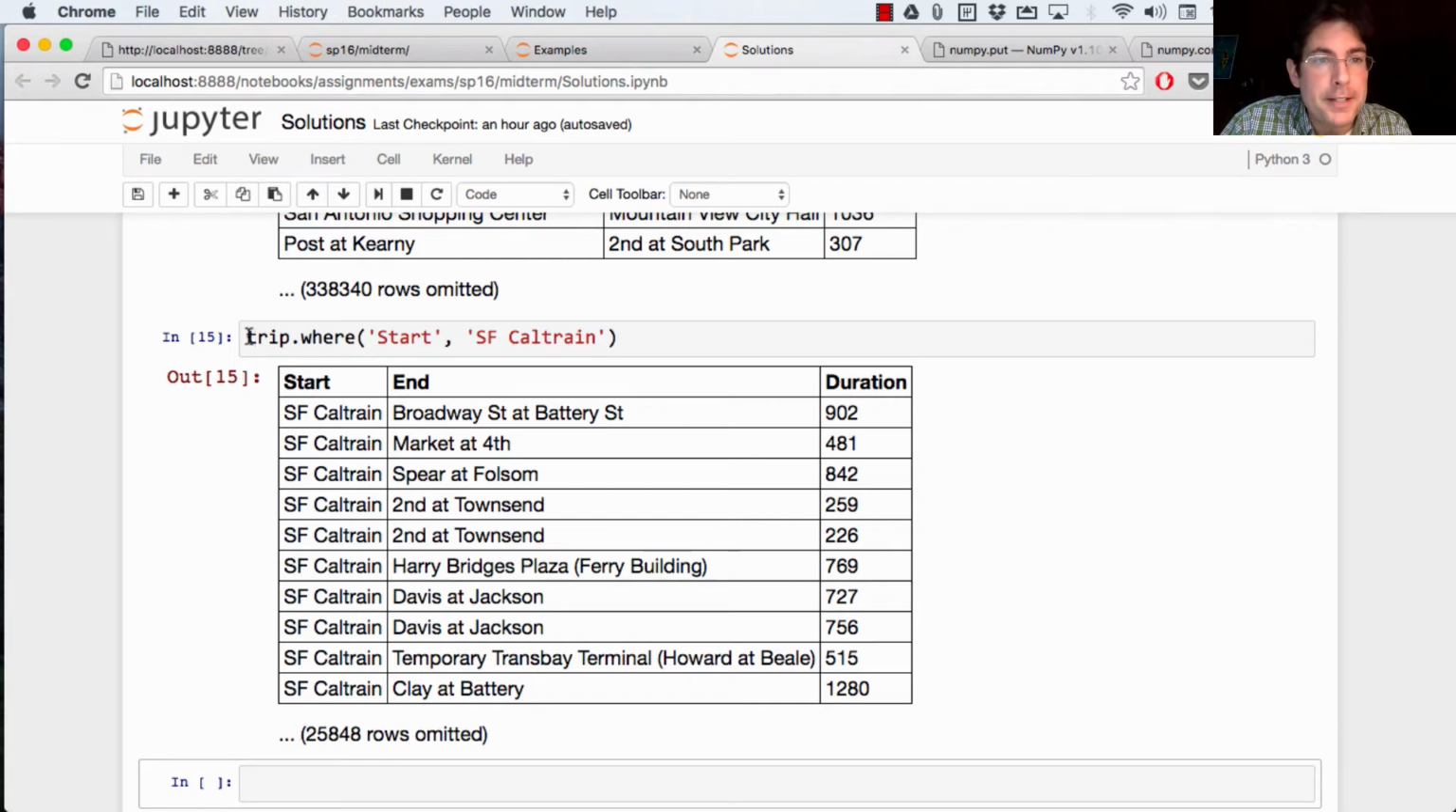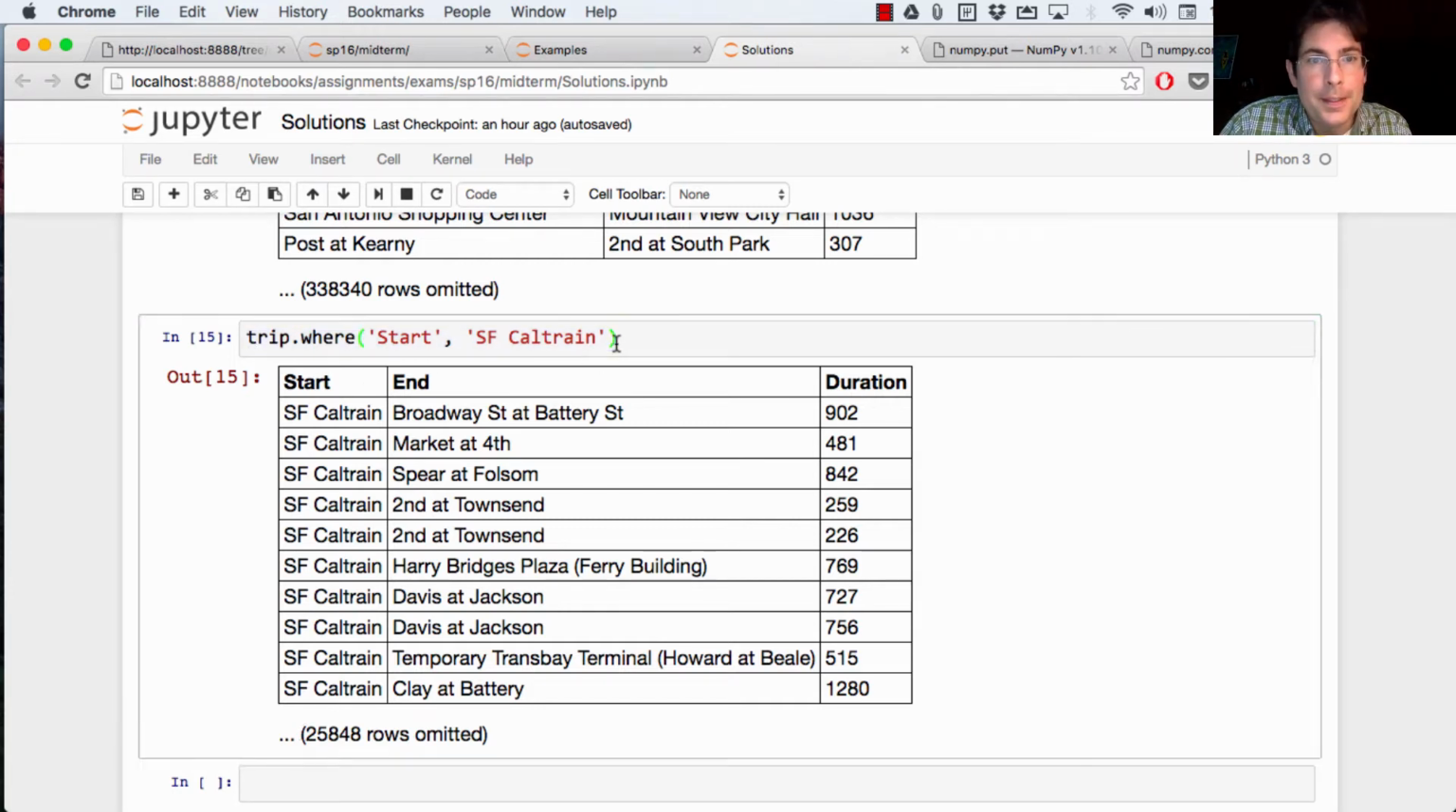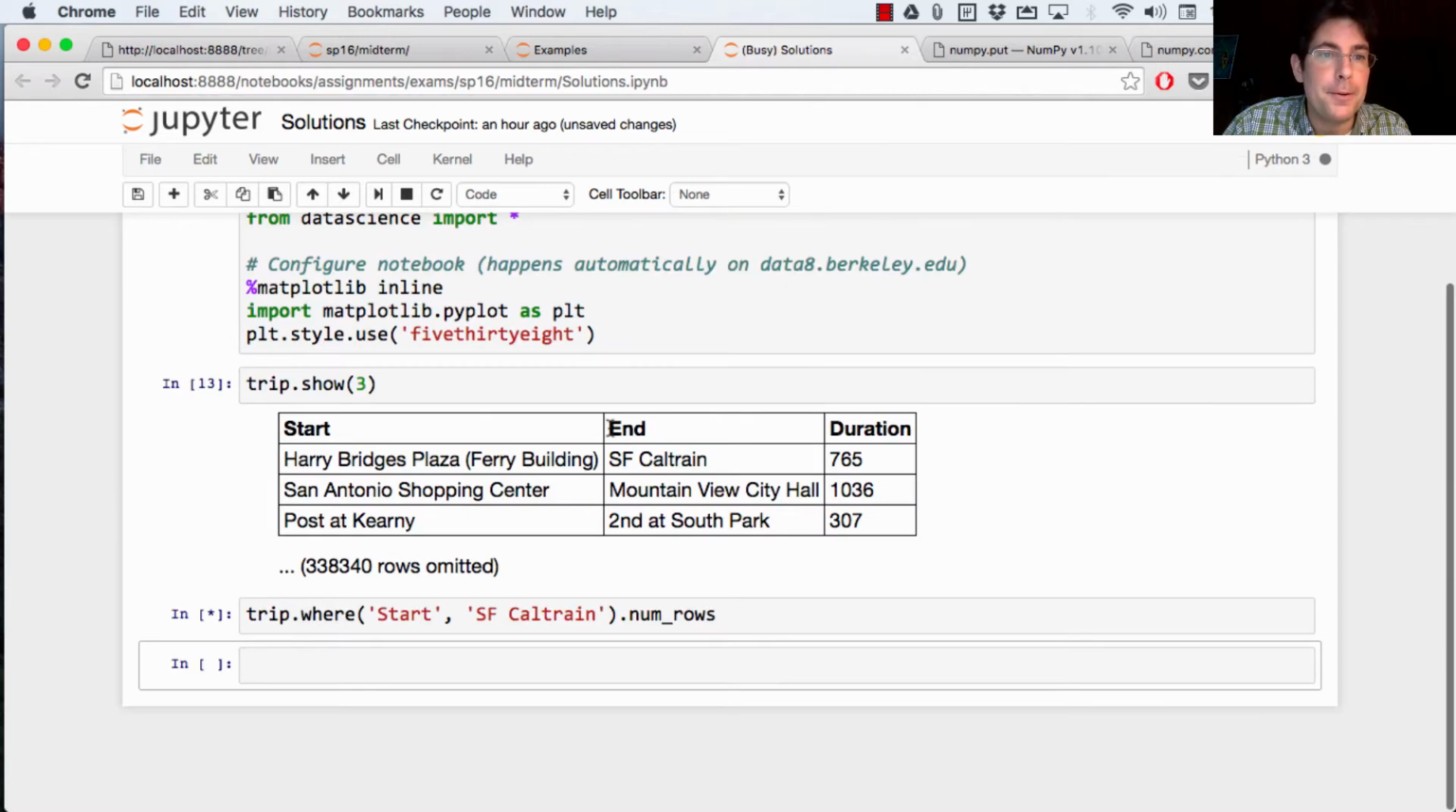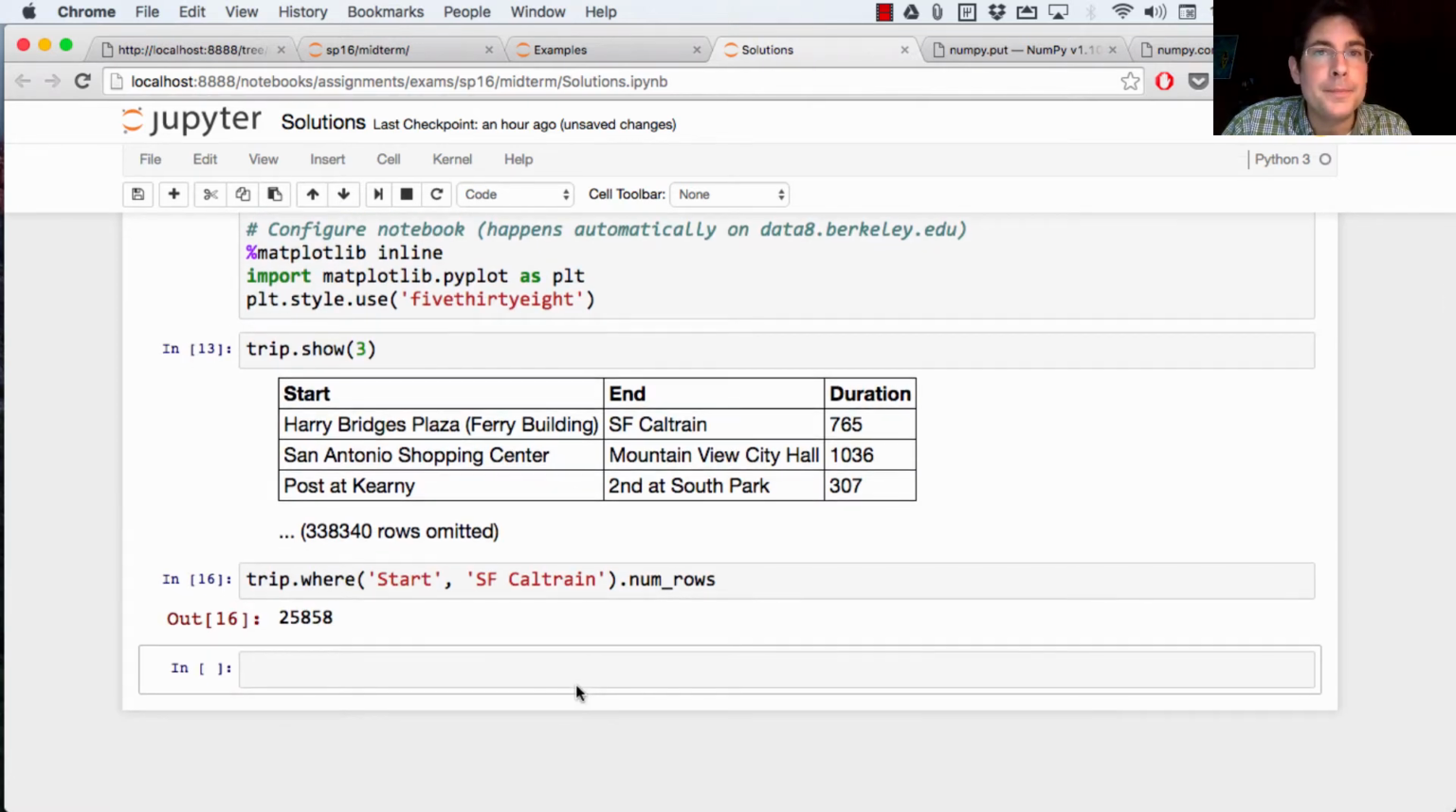Now, this expression gives you back a table. If you actually want to get the number of trips, there's one row per trip. So we ask for how many rows are in this resulting table. And that's the solution we're looking for.